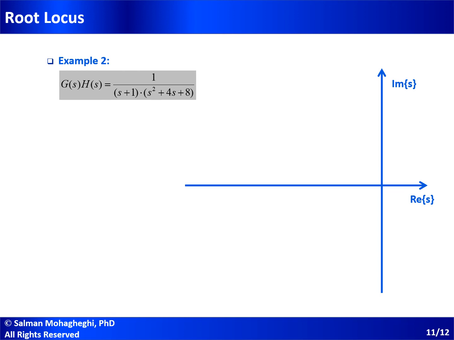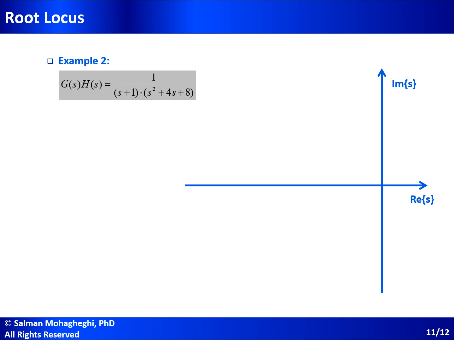Okay, let's do another example. I now have a system whose loop gain is 1 divided by (s plus 1) times (s squared plus 4s plus 8). What I'd like to ask you to do at this point is pause the video and try to do this exercise by hand, based on what we have talked about so far and also what you saw on the previous slide. Once you're ready, hit play and we'll go through the solution.